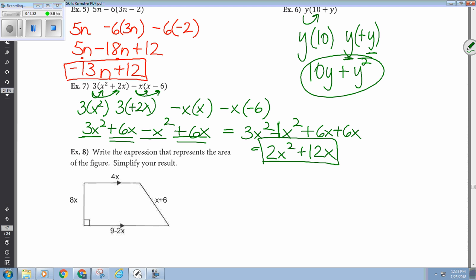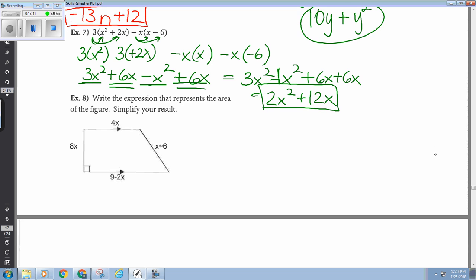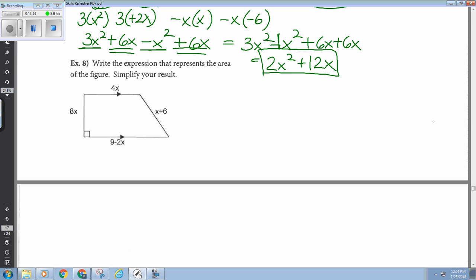Lastly, example 8. I told you we were going to apply it. Write the expression that represents the area of the figure. Simplify your result. So, this figure is known as a trapezoid. So the area formula for a trapezoid is equal to 1/2 times the height times the first base plus the second base.